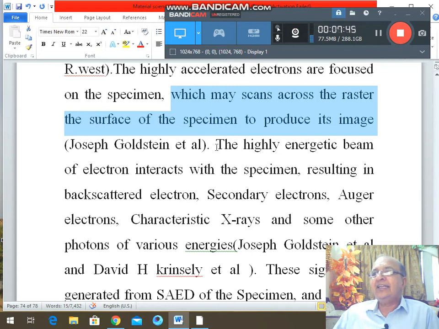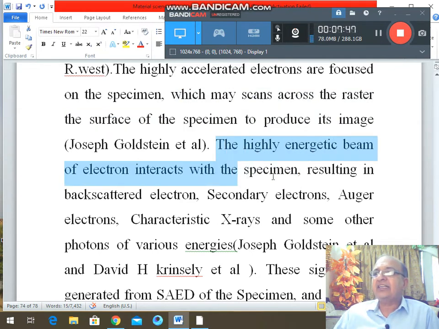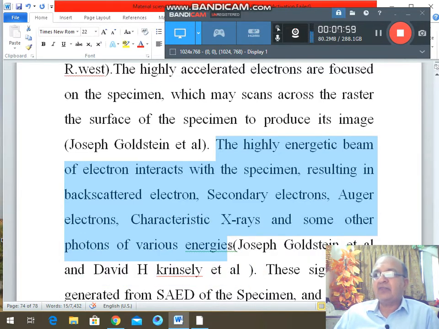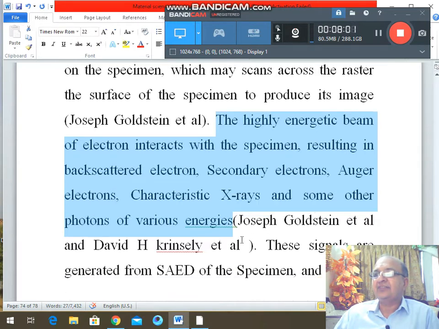The highly energetic beam of electrons interacts with the specimen, resulting in backscattered electrons, secondary electrons, Auger electrons, characteristic X-rays and some other photons of various energies. When these high energy electrons strike the specimen, a lot of radiation is emitted.